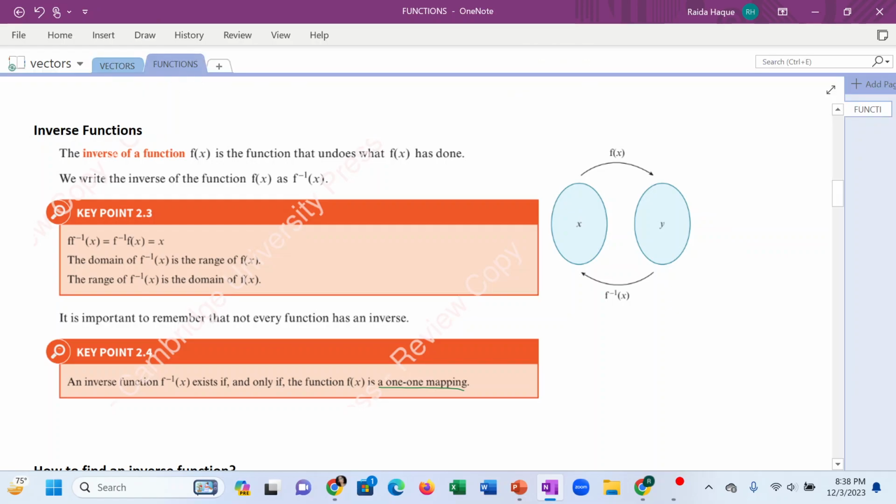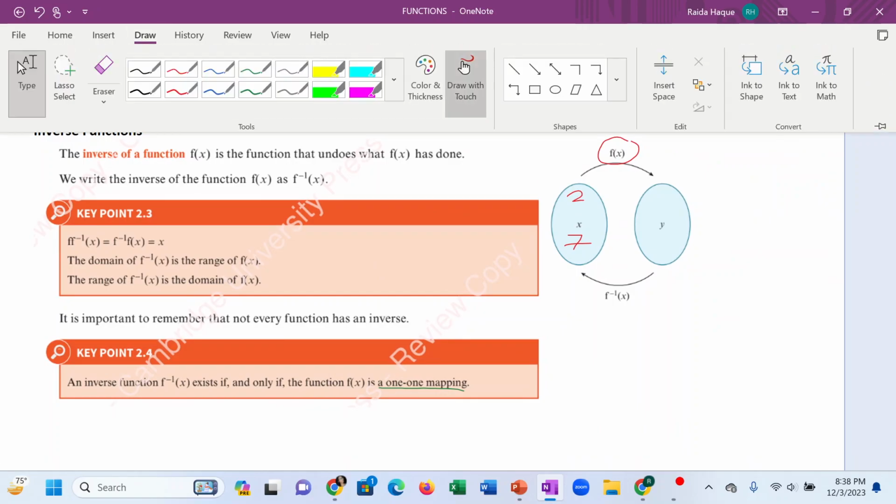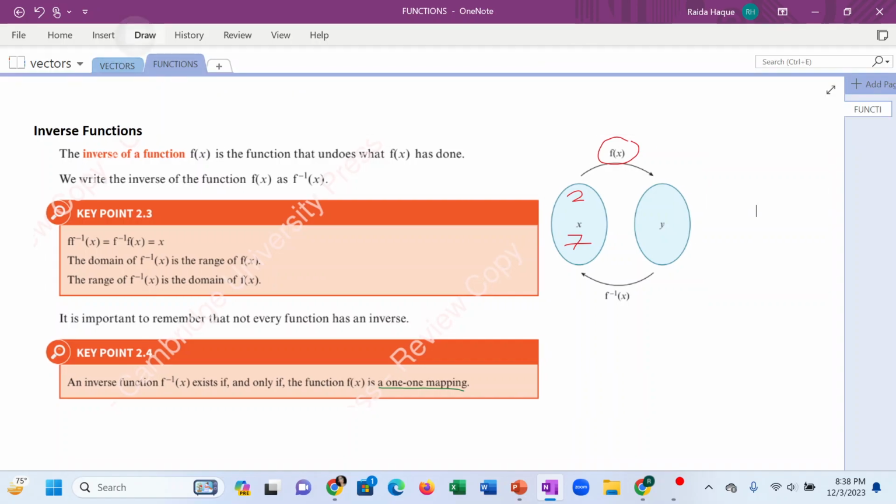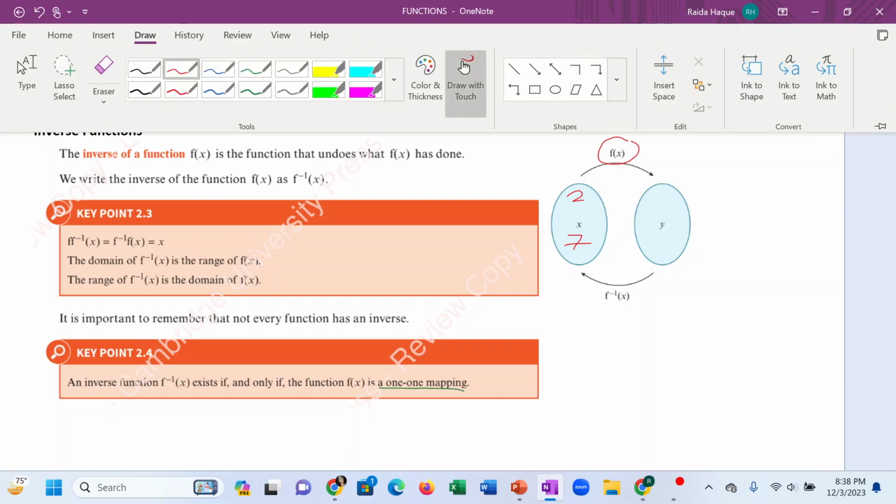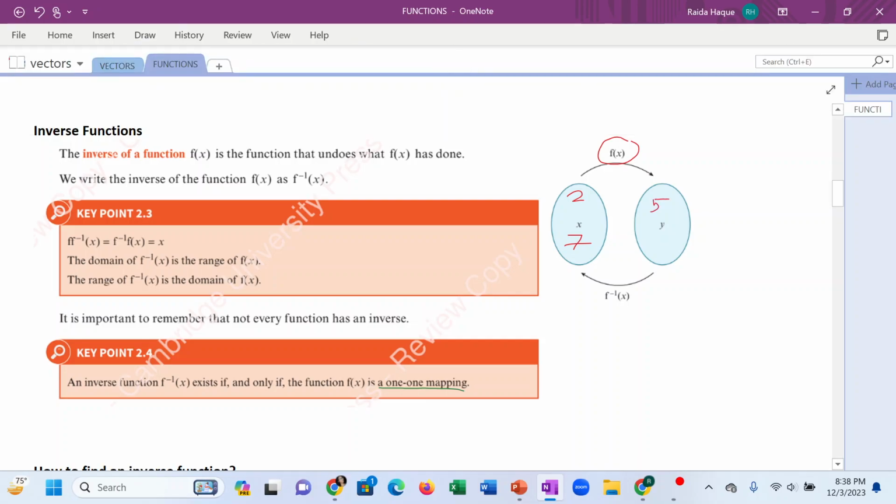So let's say we had two values of x, 2 and 7, and both through the function f(x) gave us y equals 5. Now 2 is being mapped onto 5, and 7 is also being mapped onto 5 by f(x). Now if we apply f inverse x, so let's use a different color for f inverse x. Now from 5, where do we go?